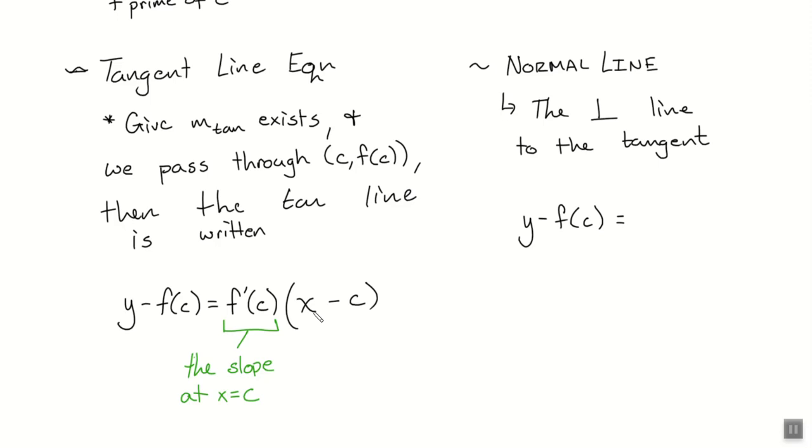Opposite reciprocal. What's the opposite reciprocal of this? 1 over f prime of c is a reciprocal. What about the opposite part? Negative 1 over f prime of c times x minus c. Now, all I've done is opposite reciprocal.